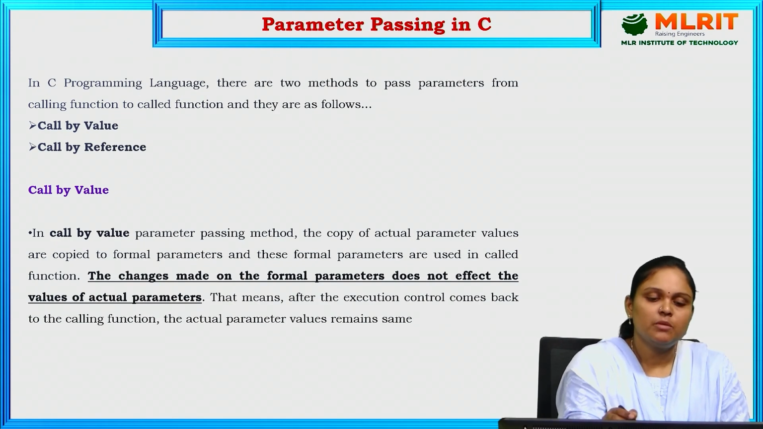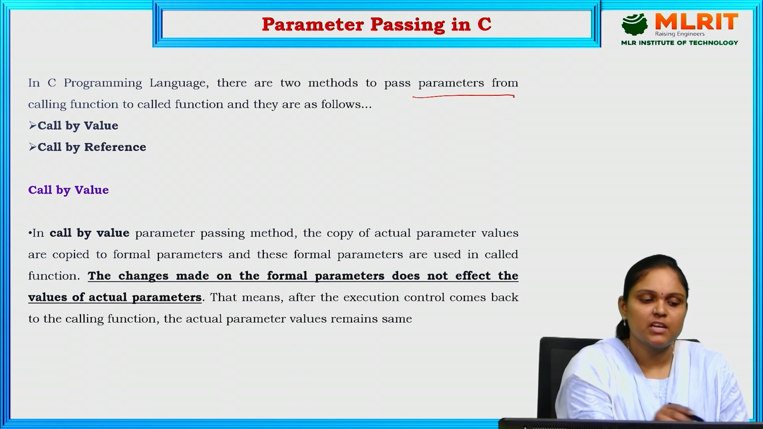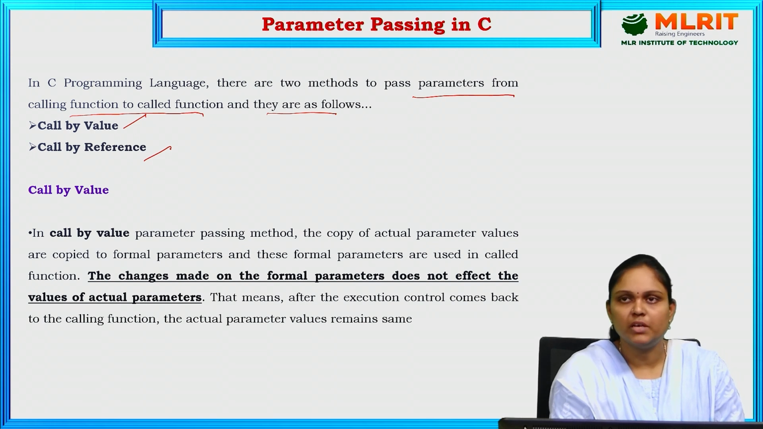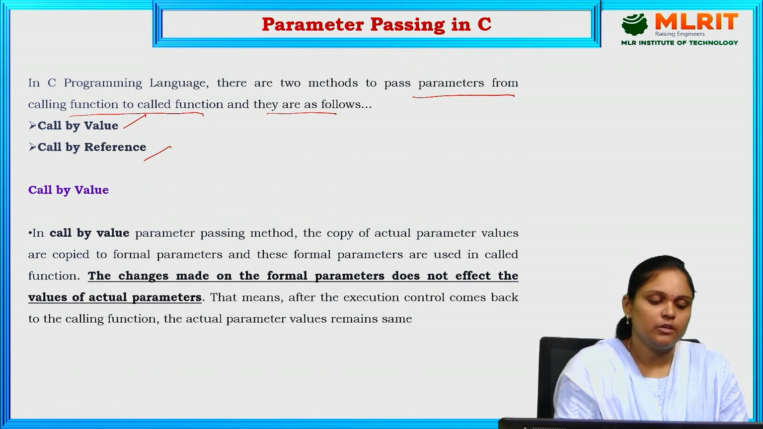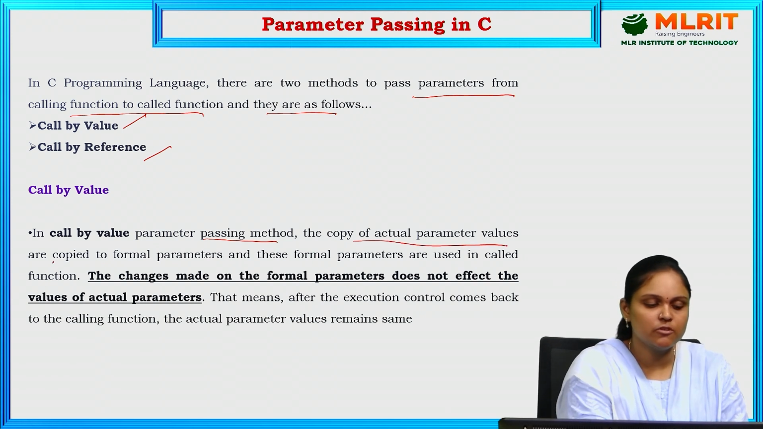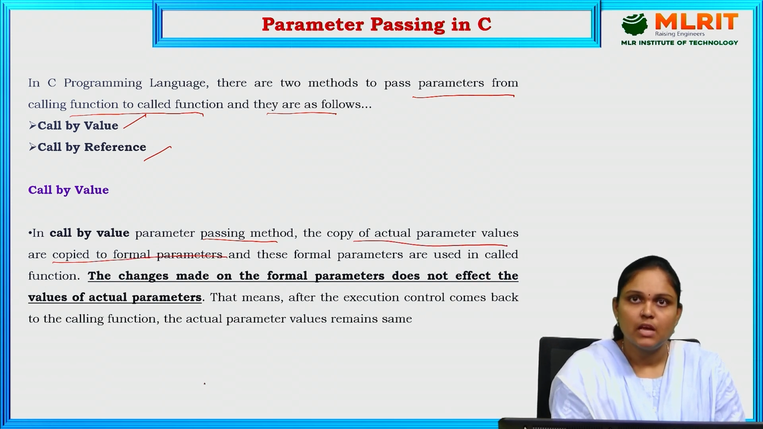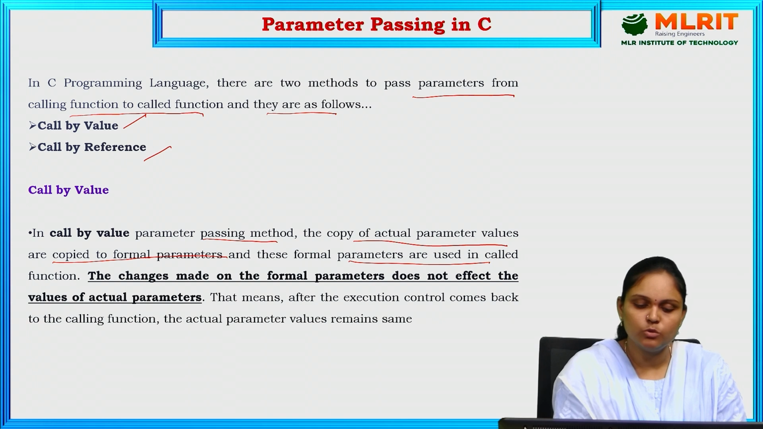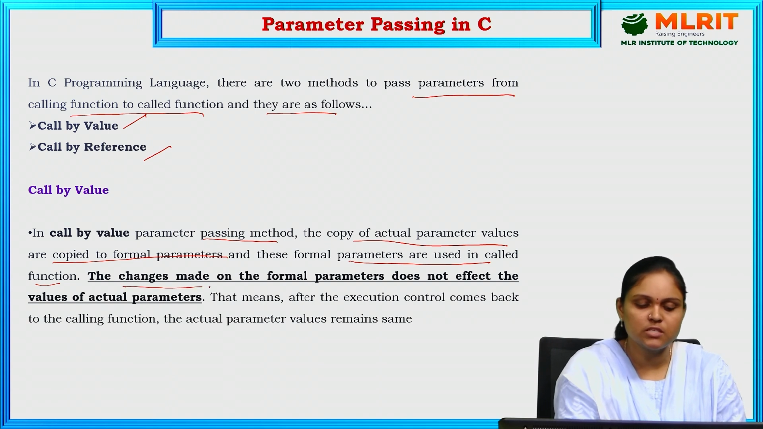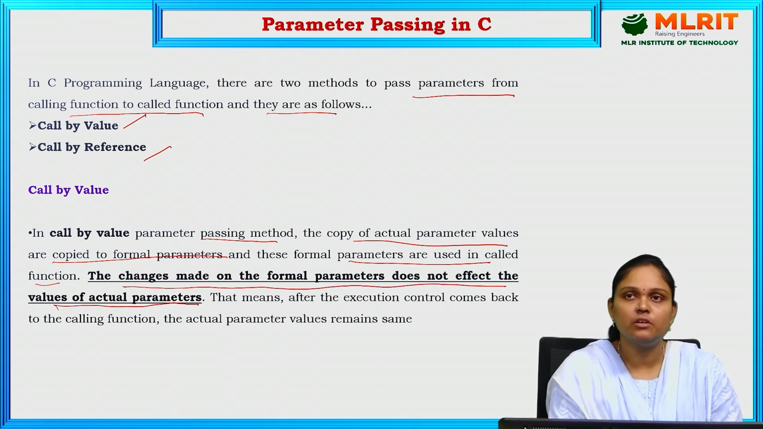Based on these actual and formal parameter definitions, in the C programming language, there are two methods to pass parameters from the calling function to the called function. They are as follows: one is call by value and the other one is call by reference. In the call by value parameter passing method, the copy of actual parameter values is copied to the formal parameters and the formal parameters are used in the called function. The most important point to be noted is that changes made on the formal parameters do not affect the values of the actual parameters.